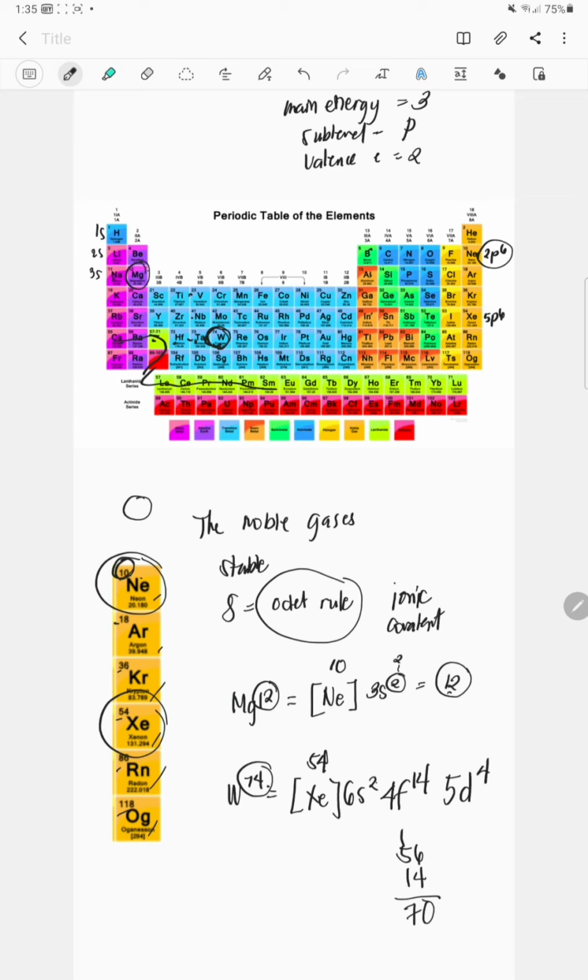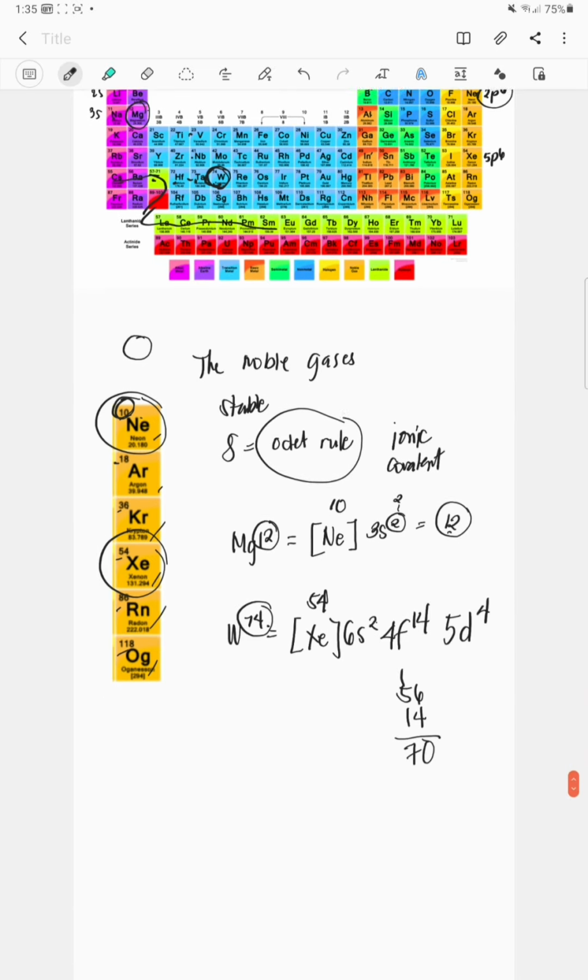So, ganyan lang po kadali. You just have to look for the noble gas before. Tandaan nyo, before, not after. Alright, so again, if you have questions, you may PM me.